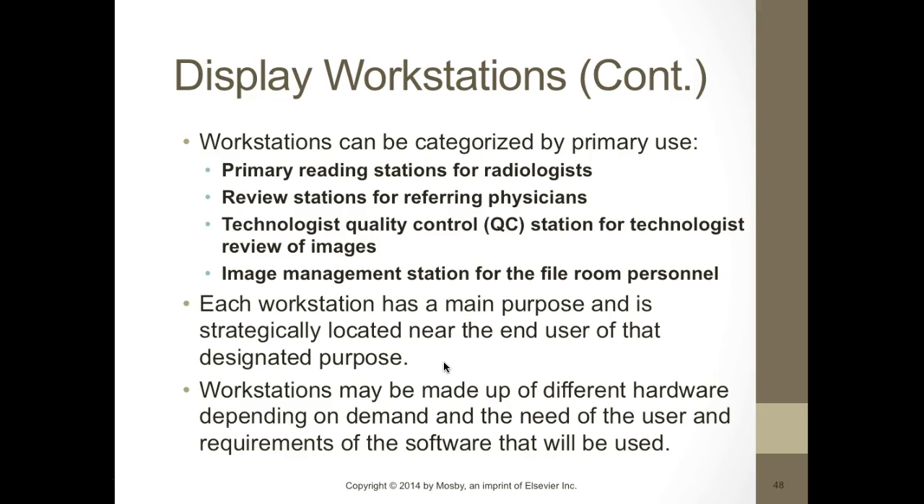All right. Workstations can be categorized by primary use. So there's primary reading stations for radiologists, review stations for referring physicians, and technologist QC stations, and image management stations for like people burning CDs and stuff. So each workstation has its main purpose and is placed strategically in the department for it. So workstations may be made up of different hardware depending on the demands and the needs of the user. So like your workstation will have a lot more on it than what the film library's computer will have.